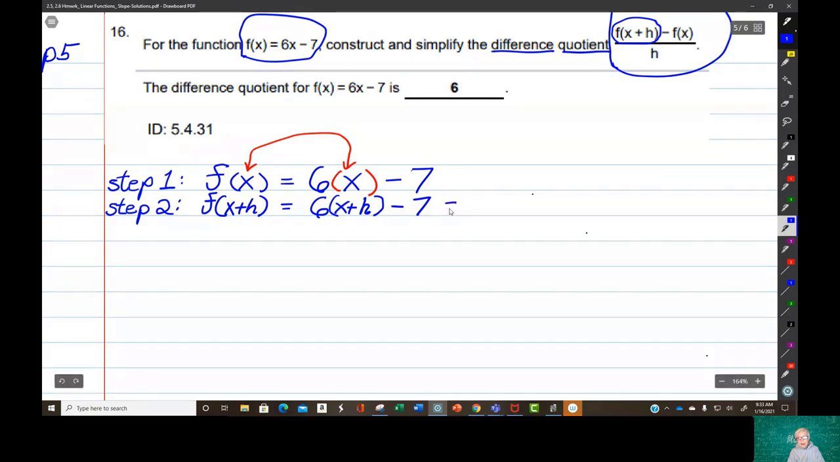Now, what am I going to do? Well, I'm going to distribute, which is just another word for multiplication. 6 times x and 6 times h. So I will have 6x plus 6h minus 7. And now I know what f of x plus h is. Okay, pretty straightforward so far.